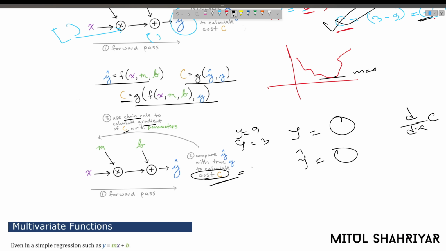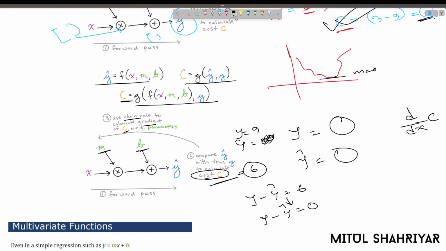So if you just subtract them, we get 6, right? Obviously we want y hat to be equal to 9 as well. Then the goal is basically the difference: we want y minus y hat, which is 6, to become 0, right? So we use differentiation basically and minimize, and then we adjust the values of m and b. We use differentiation. I will show that.